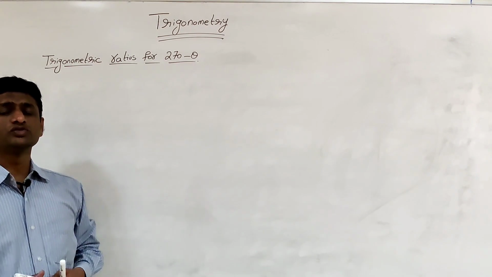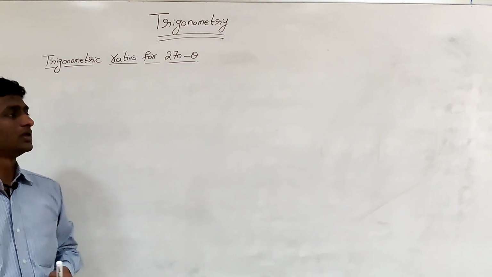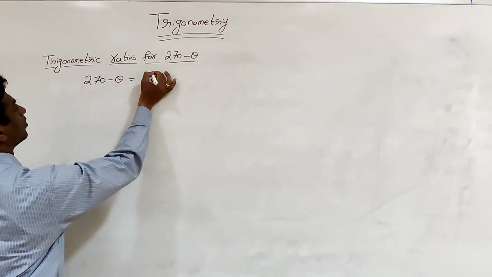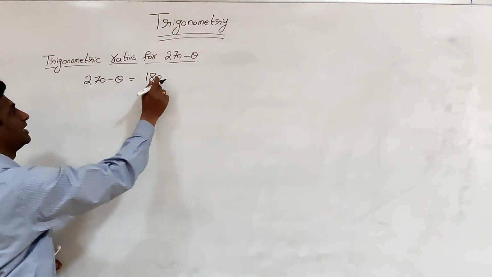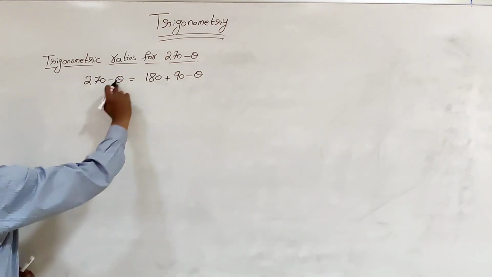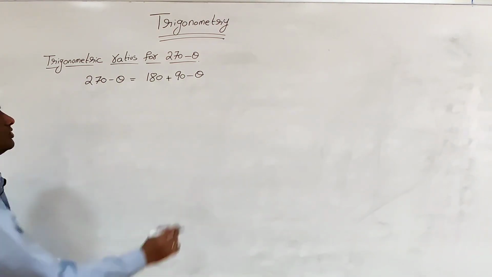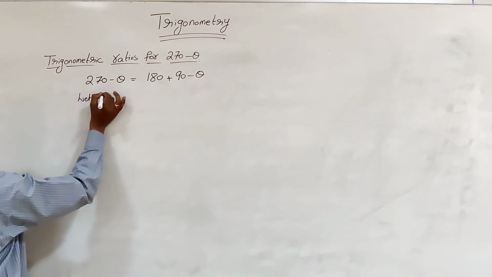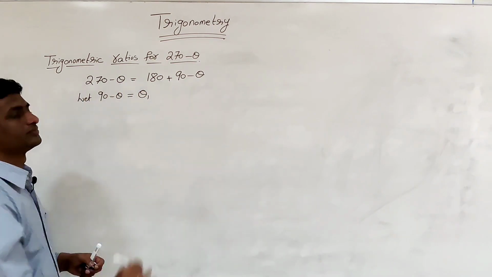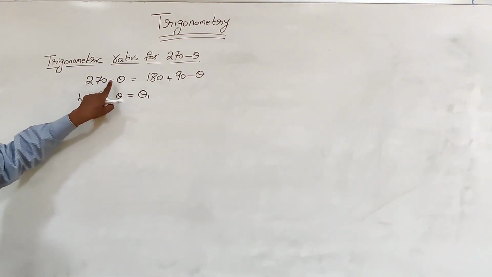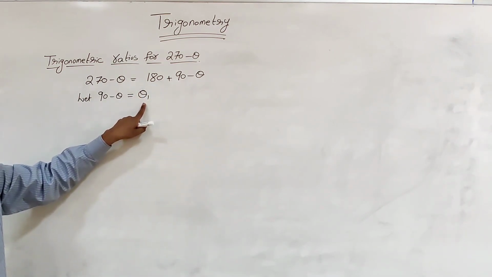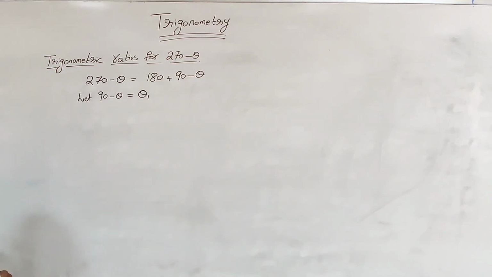Now we'll see the trigonometric ratios for 270 minus theta. 270 minus theta can be written as 180 plus 90 minus theta. So 180 plus 90 gives 270, minus theta. Assume that 90 minus theta is theta 1. Now 270 minus theta can be written as 180 plus theta 1. Now we'll see the trigonometric ratios.